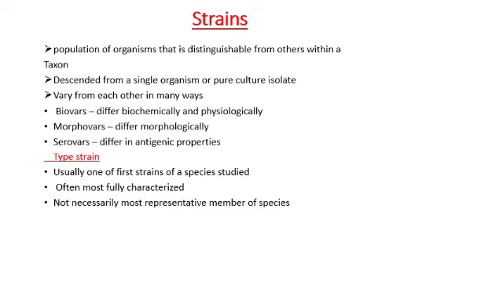And another term is the type strain. That is usually one of the first strains of a species studied, and often most fully characterized, and not necessarily the most representative member of the species. So the type strain is the first strain of a species studied. So strain is the single or group organism or pure culture isolate, and that may be biovar, morphovar and serovar, and the type strain is also noted.